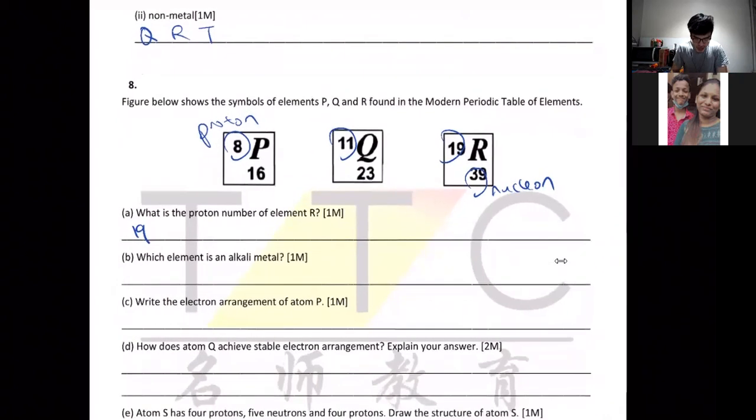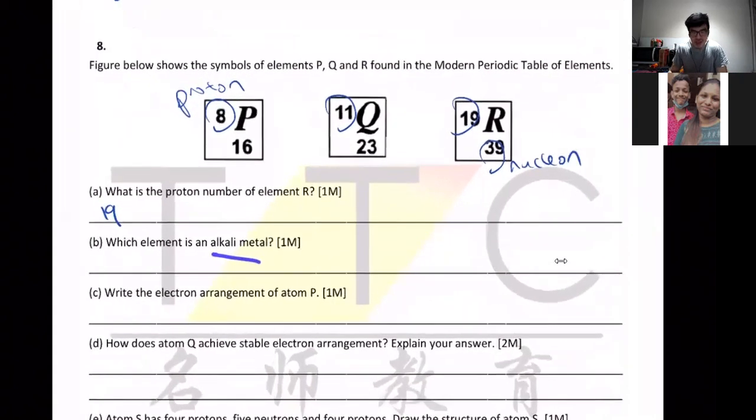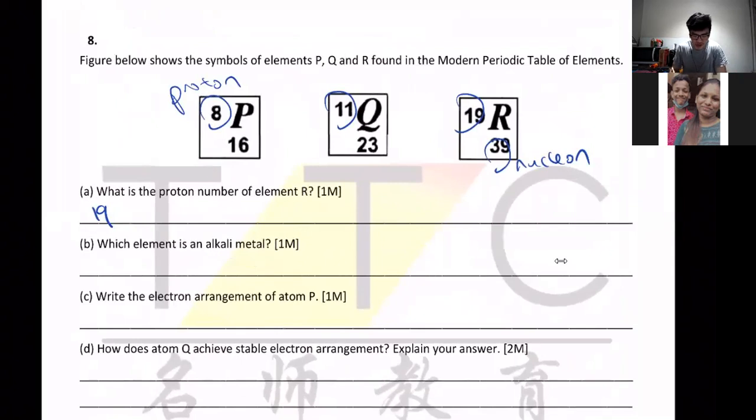All right, so which element is an alkali metal? Okay, you might ask, what is alkali metal? Alkali metal is another name for group 1. There's a name for it. For example, group 17, we call it halogen. For group 18, this one you know. Group 18 is called inert gas. So group 1 is called alkali metal. Logam beralkali. So which one is it?